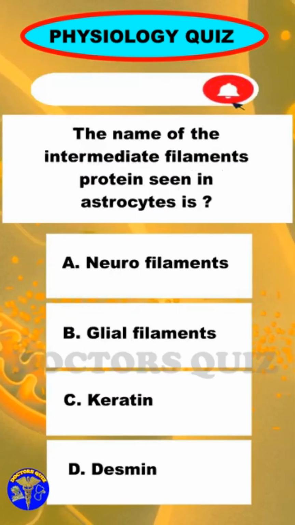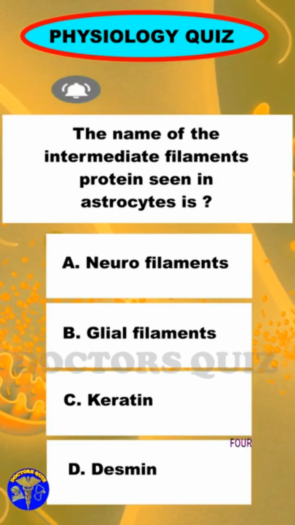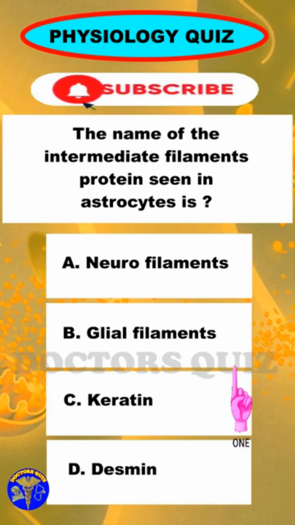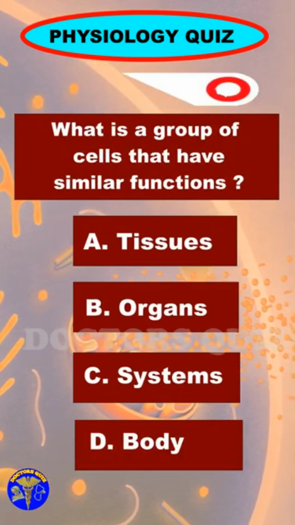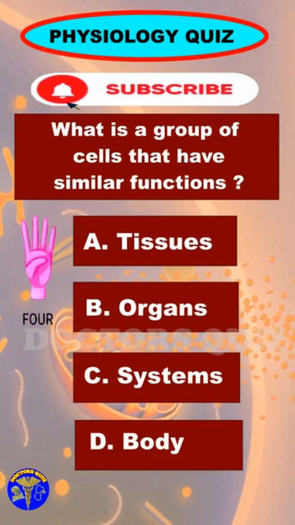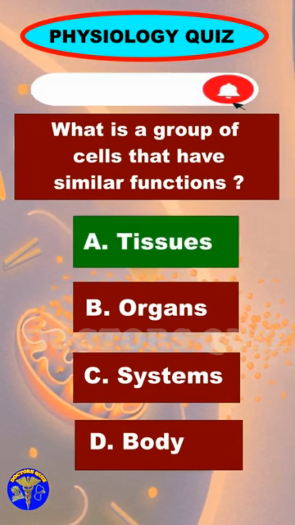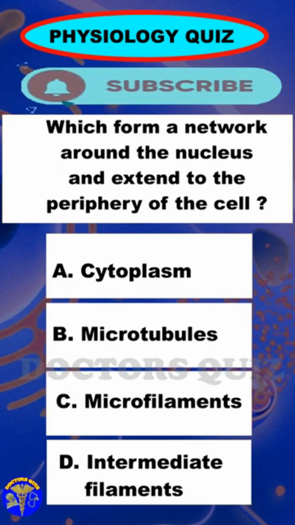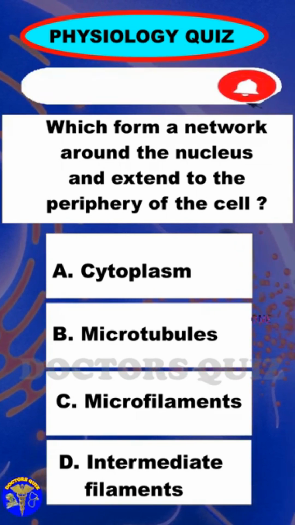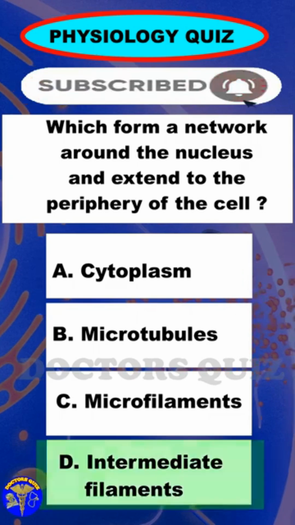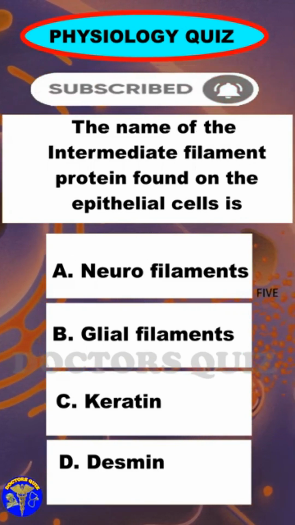Which is responsible for the synthesis of proteins of hemoglobin? Free ribosomes. The name of the intermediate filament protein seen in astrocytes is glial filaments. What is a group of cells that have similar functions? Tissues. Which forms a network around the nucleus and extends to the periphery of the cell? Intermediate filament.